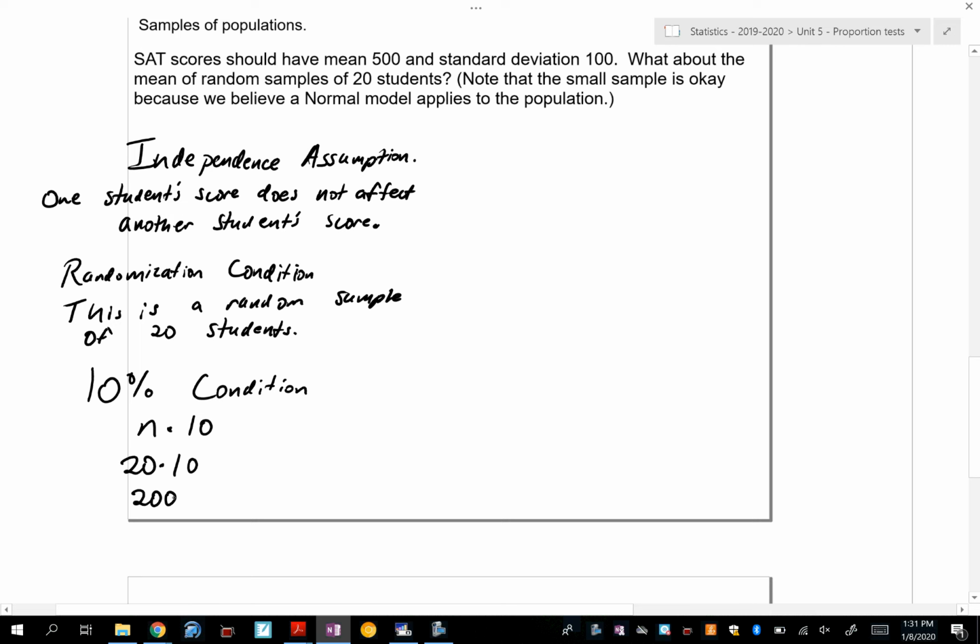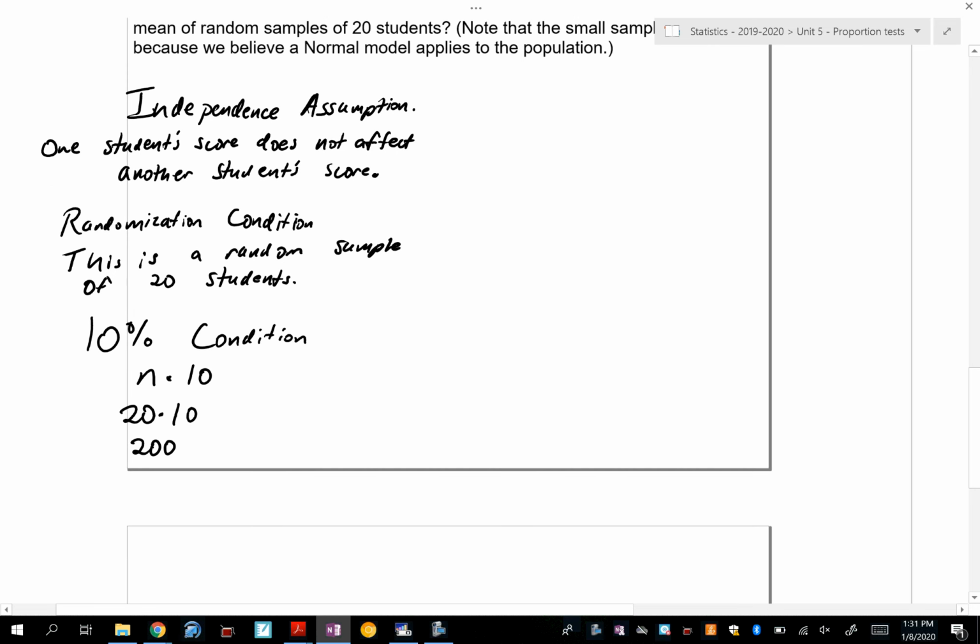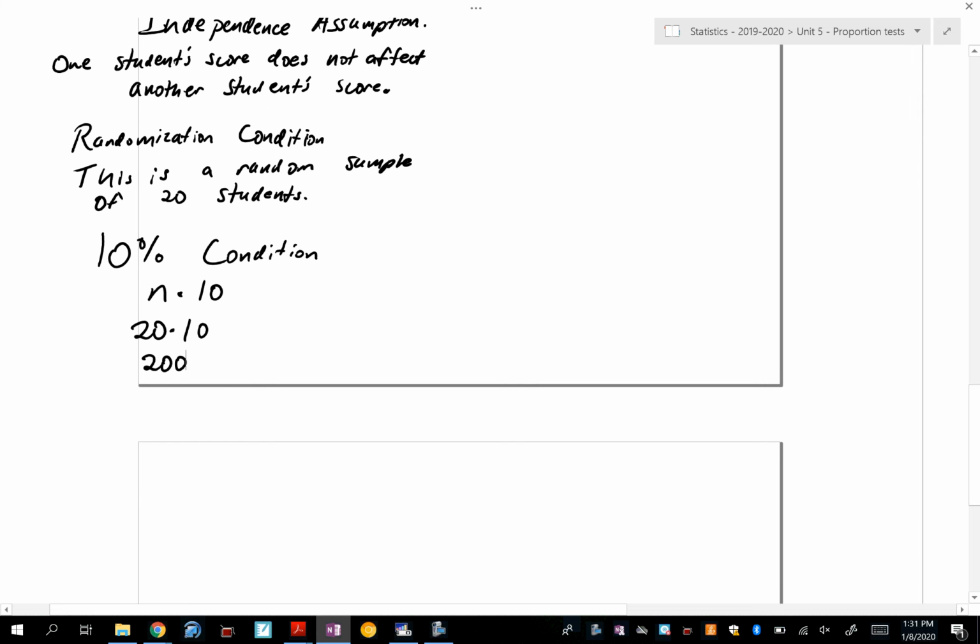So if we're thinking about city of Houston, state of Texas, America, are there more than 200 of those students they're sampling from? Yes. Absolutely there are, right? Even this school, there'd be more than 200. So I'm not worried about our sample size being too large. So 20 is not too large. That's what the 10% condition is checking, that your sample size is not too big.